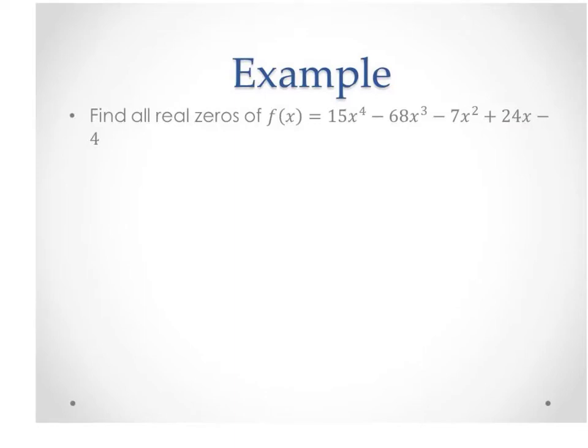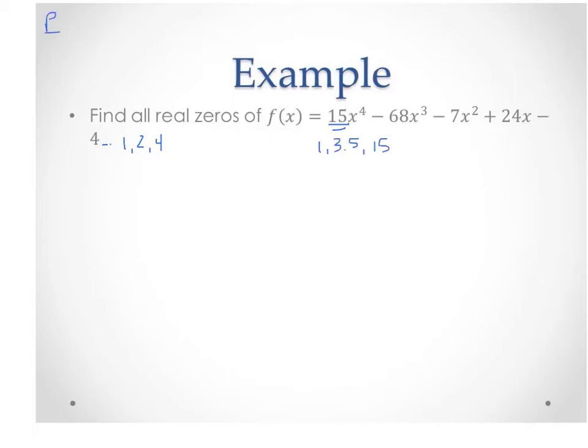Okay, find all real zeros. So this does not just say rational zeros, this says all real zeros. So as long as they're not imaginary, we can find them. So we're going to start with our p over q. So p looks to have factors of 1, 2, and 4. But this time q has factors of 1, 3, 5, and 15.